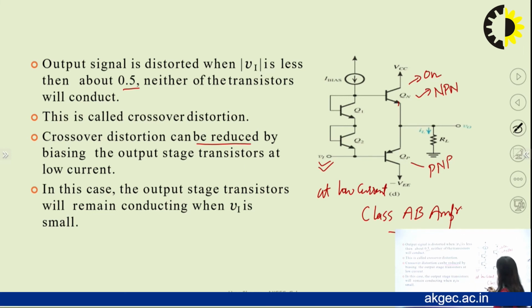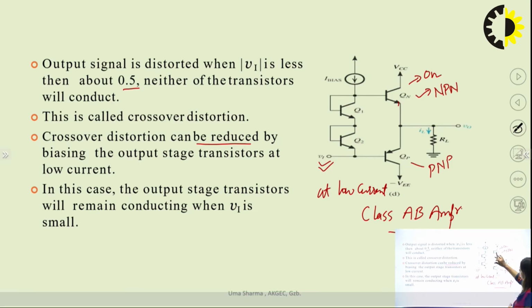In case of class B amplifier, this was the situation: whenever the input is between 0 to 0.5, the output is not present. So that means if we can bias these transistors at a low current, then we can get the output in the situation whenever the input voltage lies between 0 to 0.5.